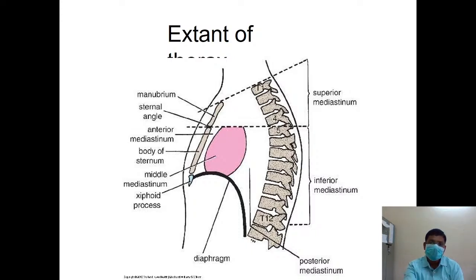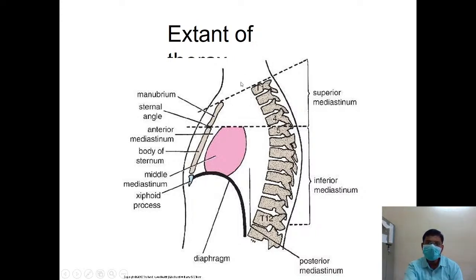Now the extent of the thorax: you can see two imaginary lines drawn here. The first one passes through the jugular notch, that is the top of the sternum, and just crosses T1. This is the one imaginary line which forms the inlet of the thorax.